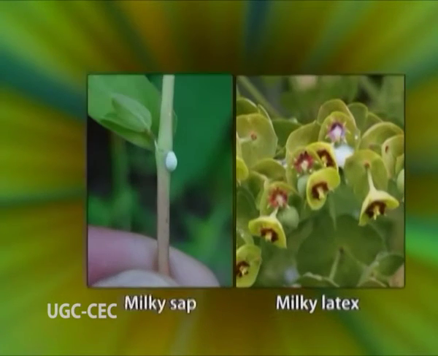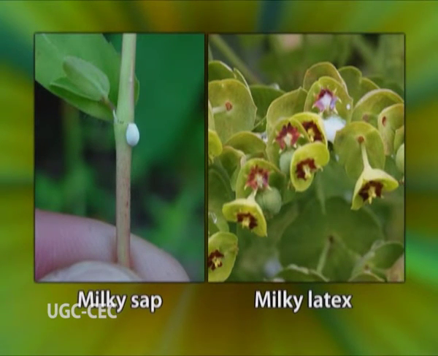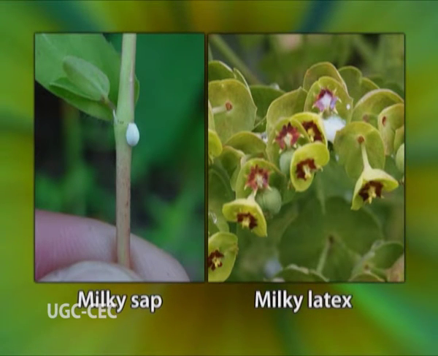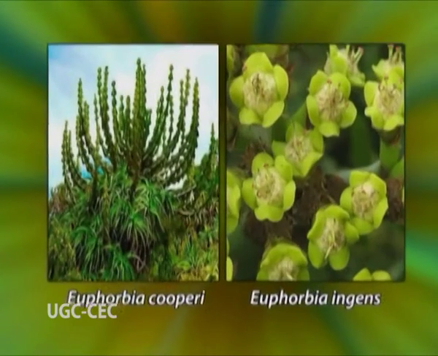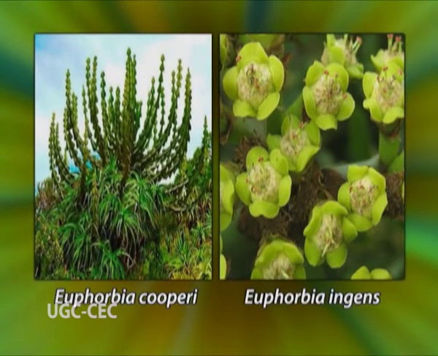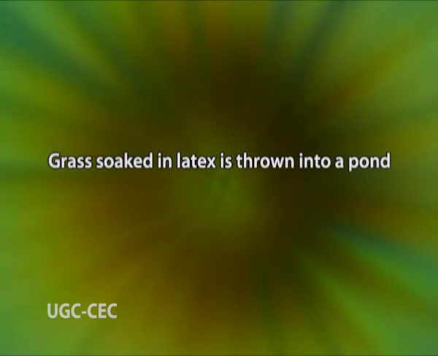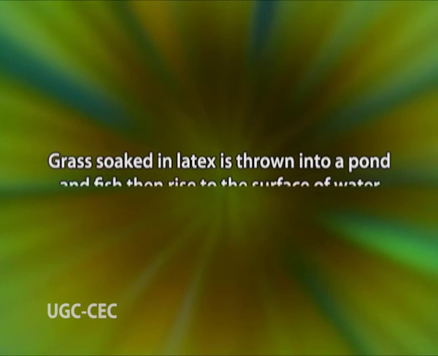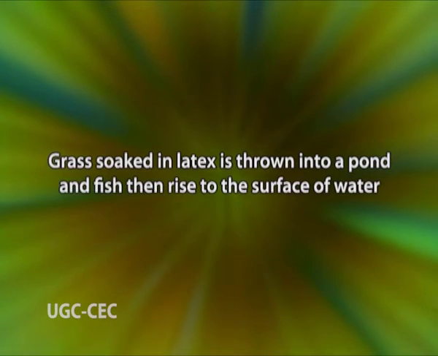The milky sap or latex of spurges is used for healing wounds and in deterring potential plant grazers. The latex of Euphorbia cooperi and Euphorbia ingens has been used widely by people in Africa to stun fish. Grass soaked in latex is thrown into water ponds and fish then rise to the surface of the water.